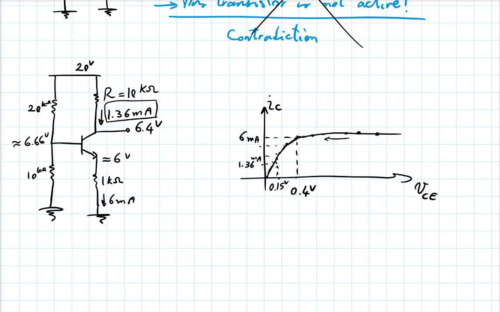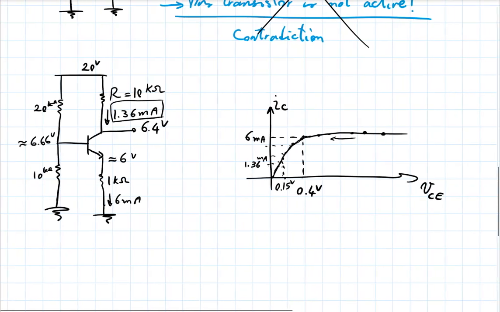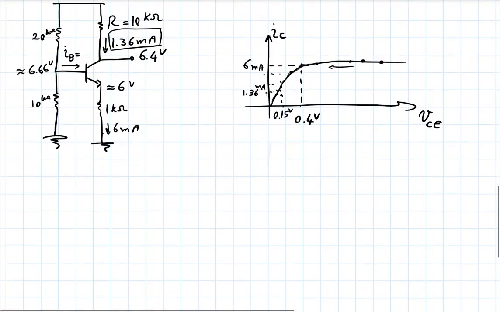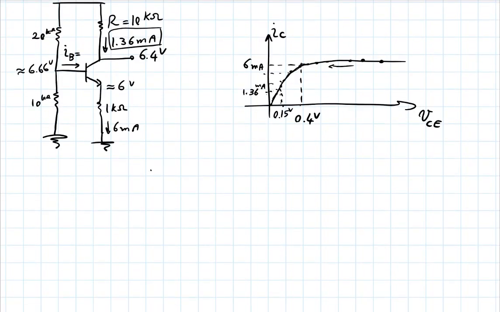Well, what is the base current? Give me a number here on this graph, IB. Don't forget KVL and KCL. Every other thought that you have in your mind should be a reminder to yourself of KVL or KCL. What does KCL say? What is IB? 6 milliamps minus 1.36 milliamps. Now that's 4.64 milliamps.